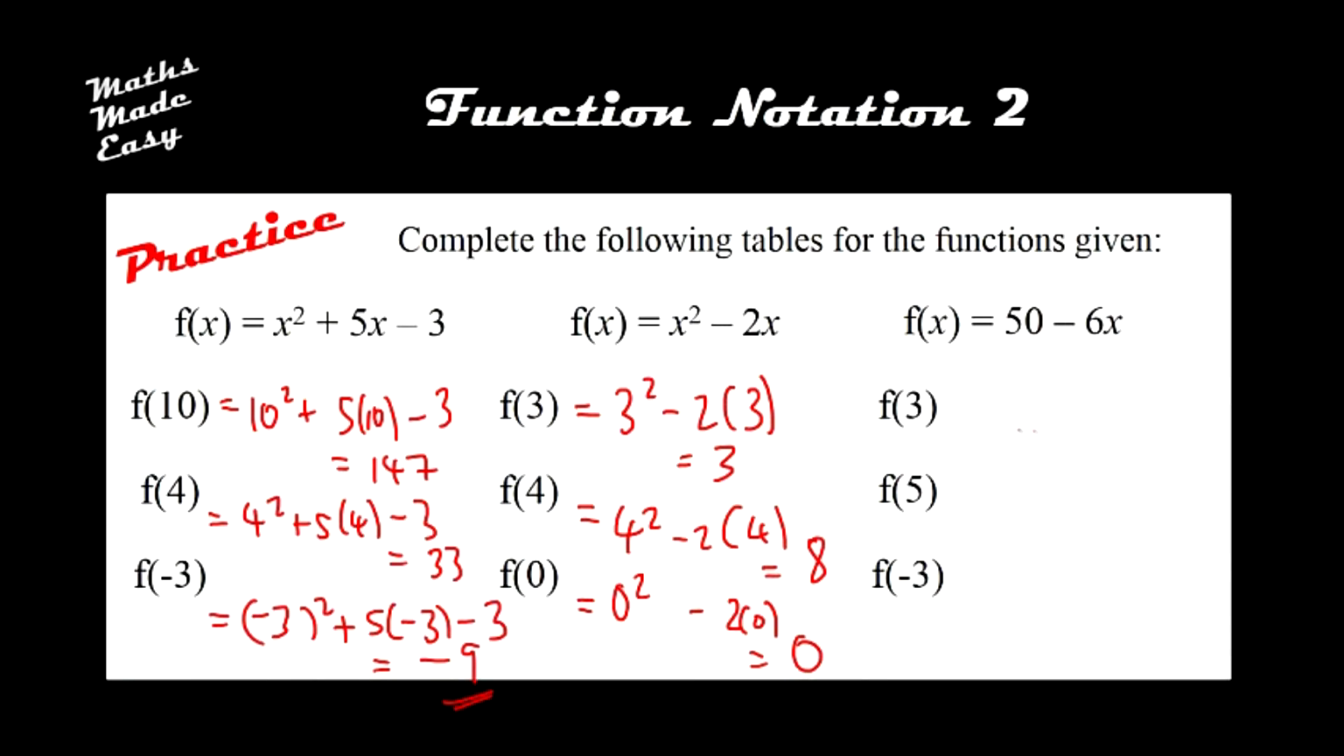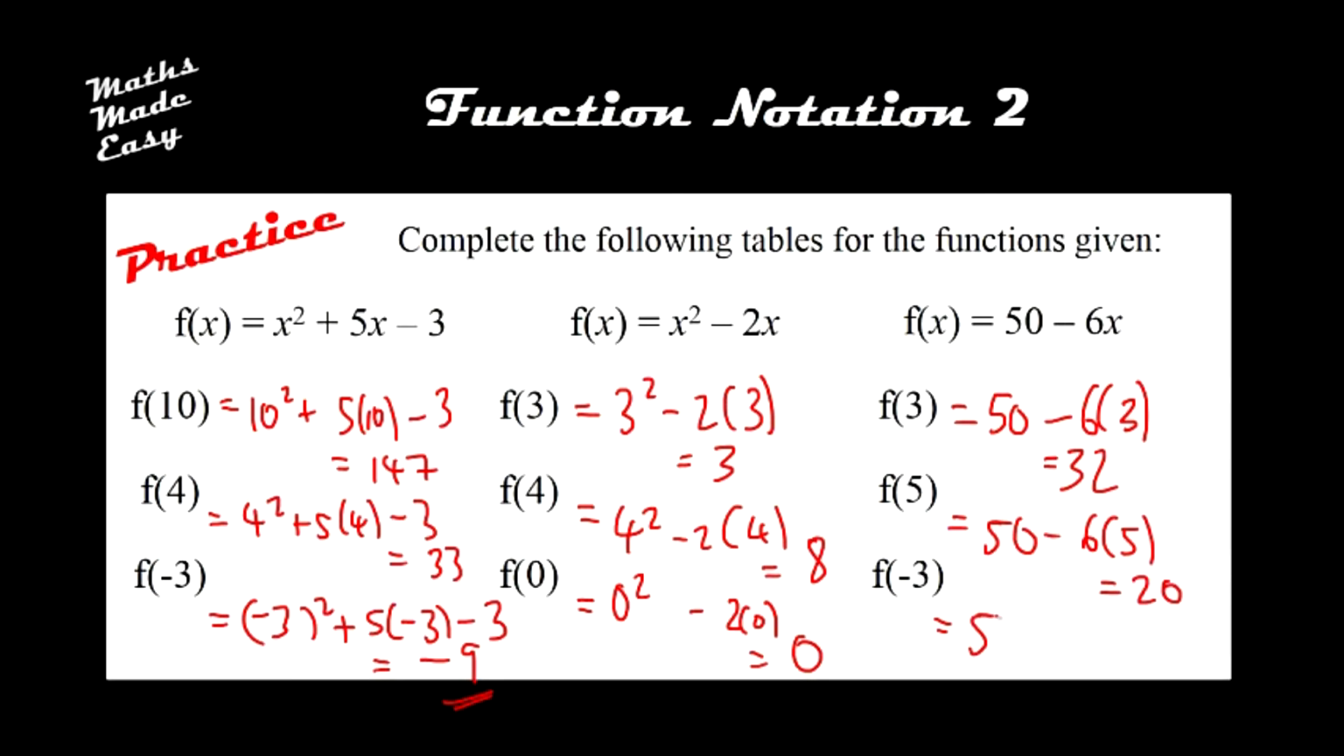finally, we have 50, take away 6x, so we have 50, take away 6 lots of 3, 6 3s are 18, 50 take 18 is 32, and then 50 take 6 lots of 5, 6 5s are 30, 50 take 30 is 20, and finally 50 take away 6 lots of negative 3. Very careful here, so negative 6 multiplied by negative 3 is a positive 18, so 50 add 18 is 68. So the final answer there, 68. That completes your video on function notation part 2.